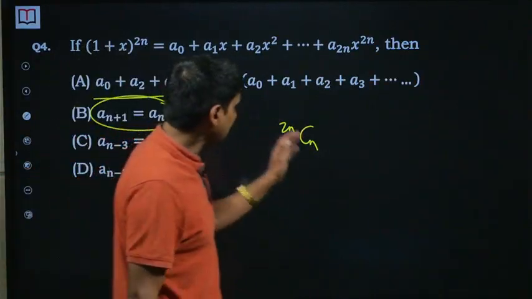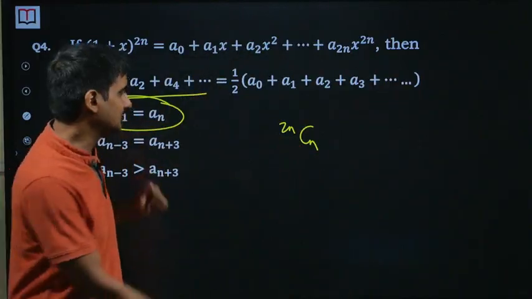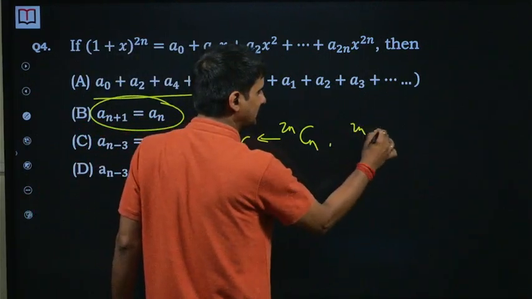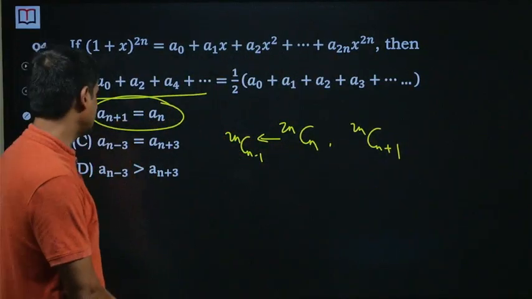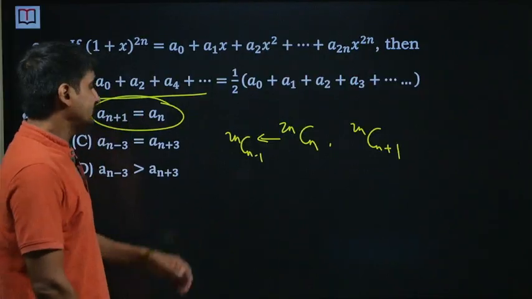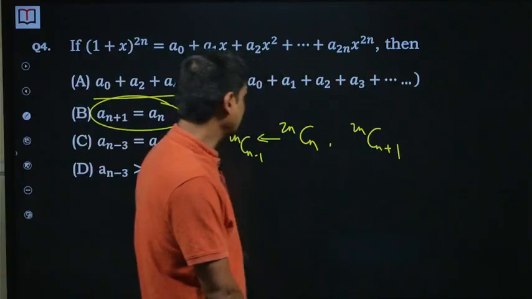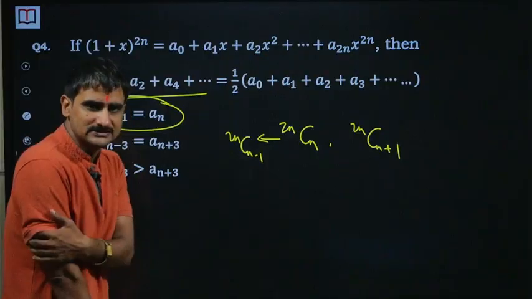Now from here till 2n you have n terms, and from 0 to n minus 1 you have n terms. So a term before it, 2nCn minus 1, and a term after it, 2nCn plus 1, will have the same binomial coefficient. Okay, so 2nCn minus 1 and 2nCn plus 1, of course they have the same binomial coefficient, same value.